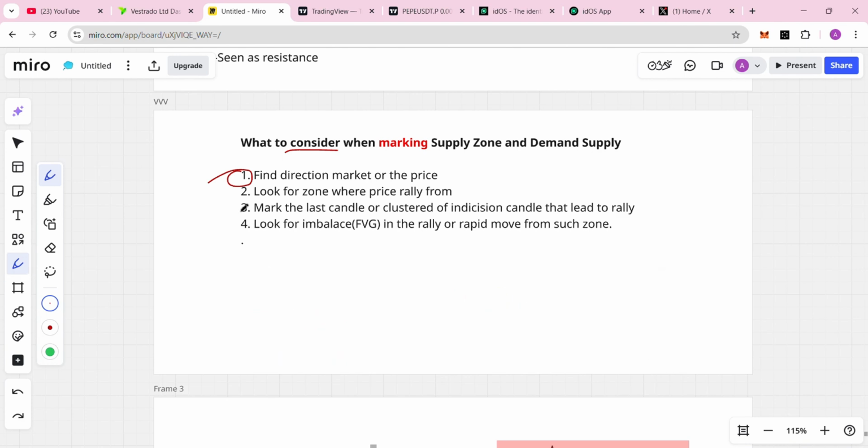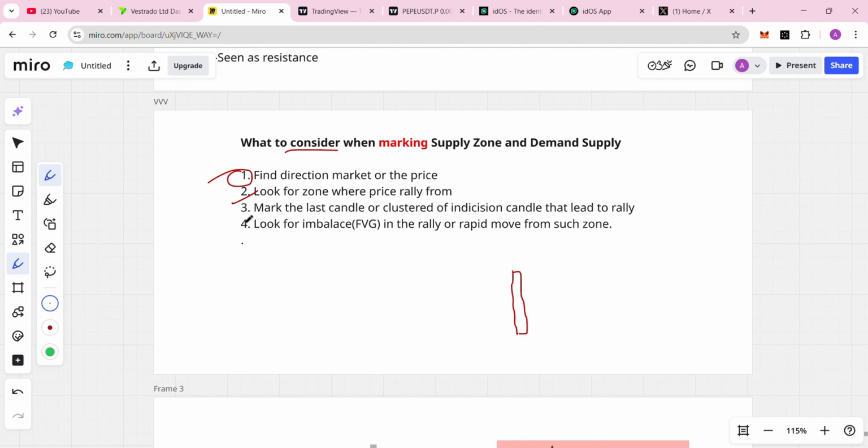Then the number two thing that you need to take into consideration is to know where there is a large movement of candle, where there is an impulsive candle. Where are those places on your chart that you can see impulsive candles moving rapidly from? So you have to take consideration of those sharp movements in the market.